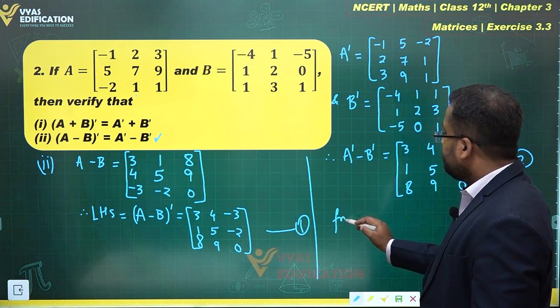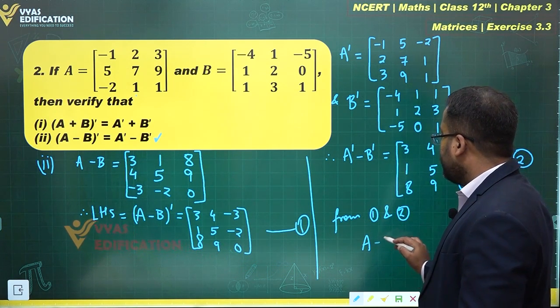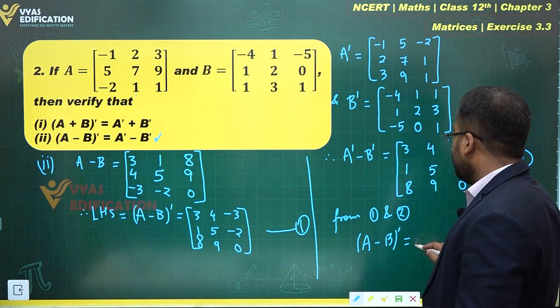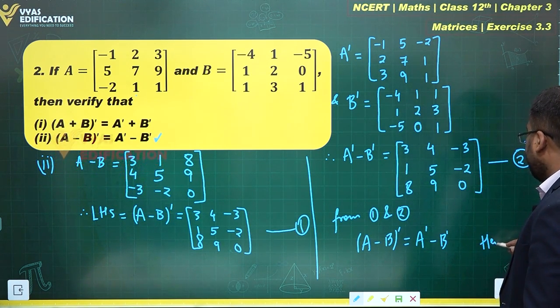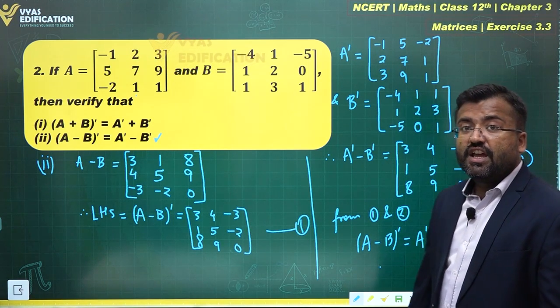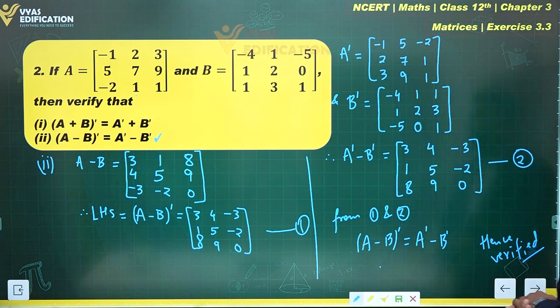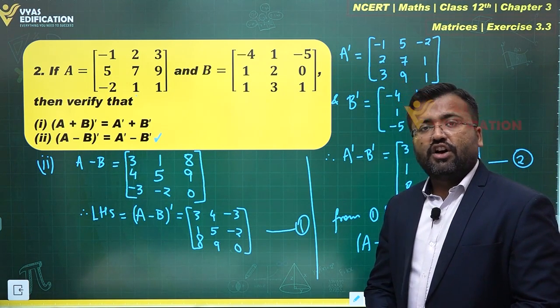So from 1 and 2, we observe that A minus B transpose is equal to A transpose minus B transpose, hence verified. We have verified this property for these two matrices. Let me get aside for a bit and you can take a look at the complete solution once again. That is all for this question.